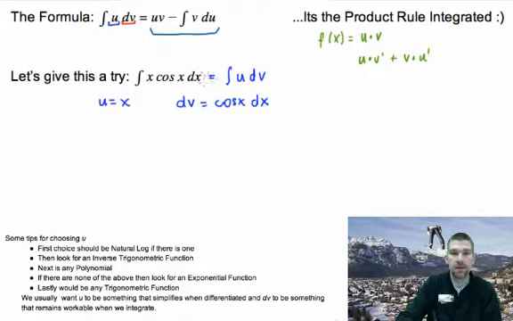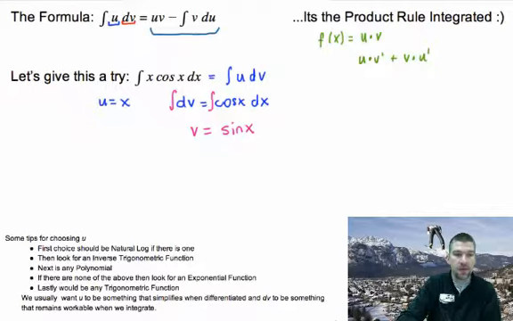So what do I need to do? I've got to get u times v. Well, I don't have v, I've got dv, so integrate this one. And v becomes, when you integrate cosine x, you get sine x. Okay. So here's u times v. That's this part of my equation.